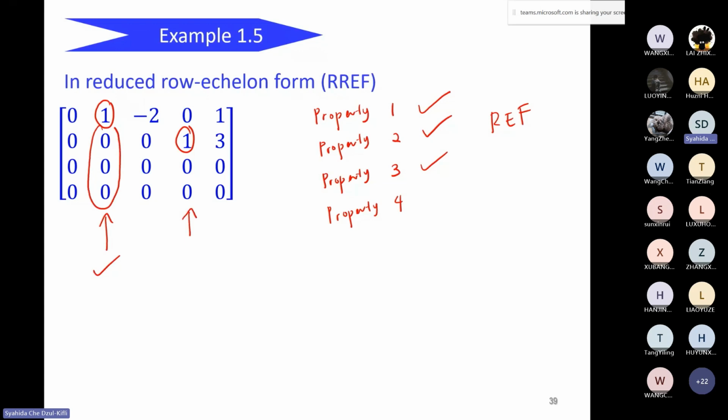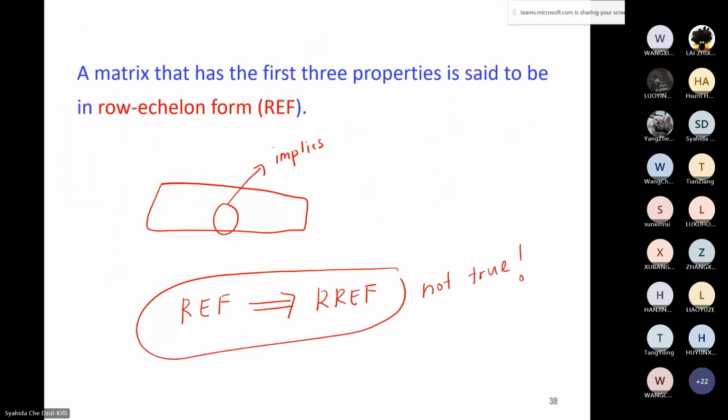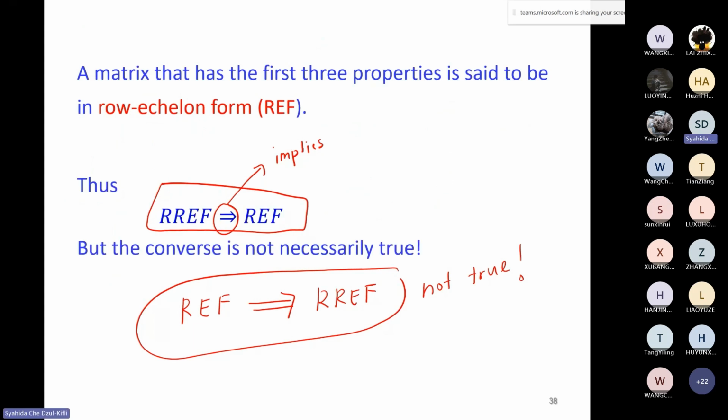So this is good. And the third row, they are all zeros. So this is also good. So property 4 is satisfied. Okay, is that clear? Thumbs up if that is clear. Clear. Thank you.